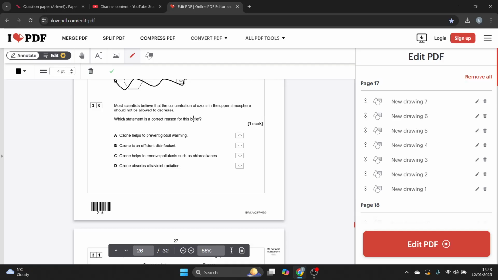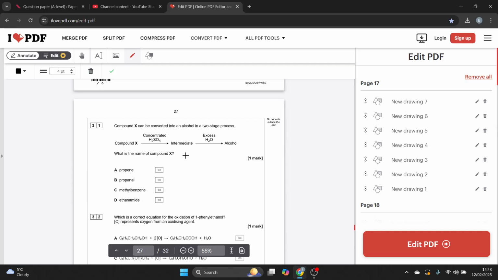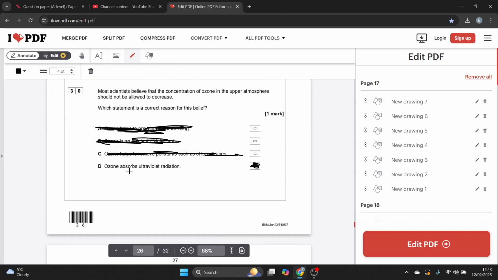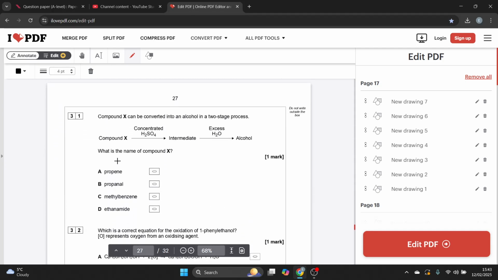Question 30. Most scientists believe that the concentration of ozone in the upper atmosphere should not be allowed to decrease. Which statement is the correct reason for this belief? Ozone helps prevent global warming. No. Ozone is an efficient disinfectant. No. Ozone helps remove pollutants such as chloroalkanes. No. It absorbs ultraviolet radiation. 30D. Question 31. What is the name of compound X?